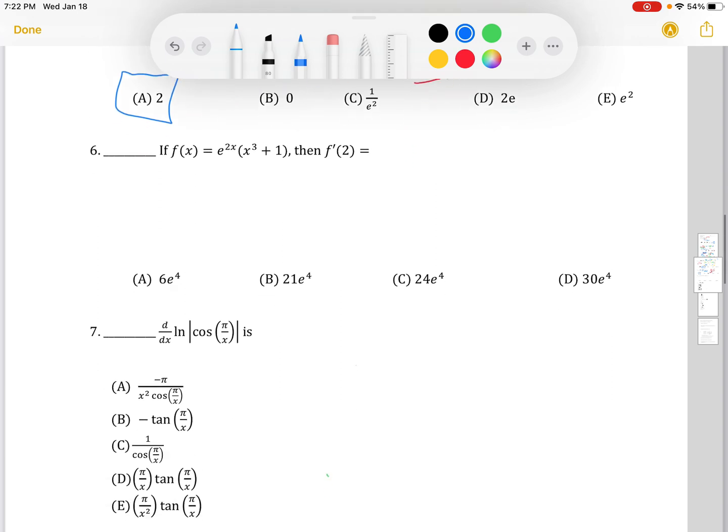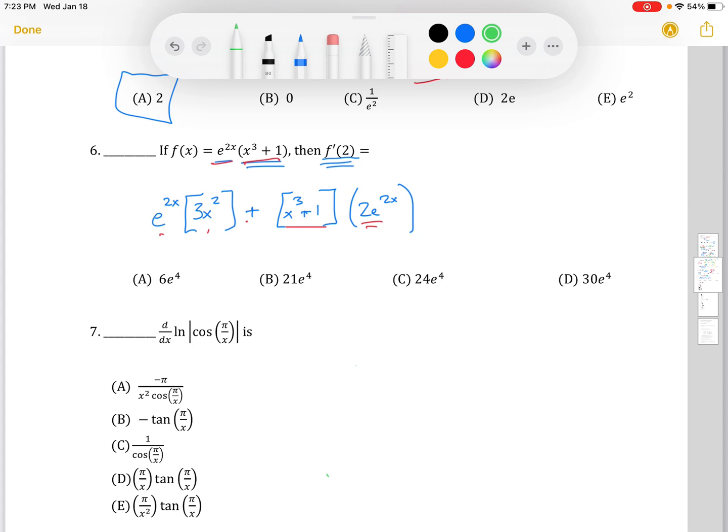Number 6 wants me to take this product rule and derive and get the slope at x equals 2. So product rule says first times the derivative of the second plus second times the derivative of the first. Let's just double check that. First derivative of the second plus second derivative of the first. Looks good so far.